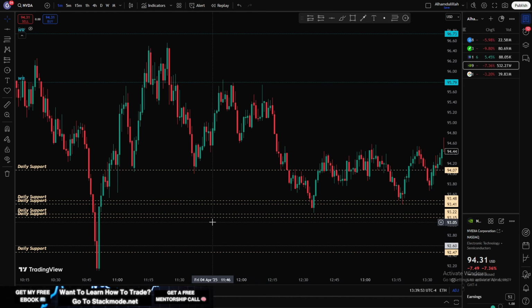What broker am I using? I use Webull, but this is all being marked out on TradingView.